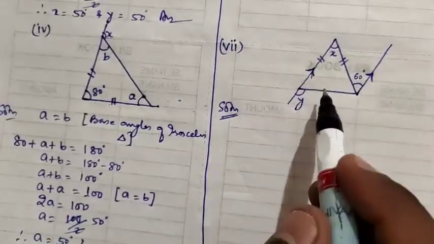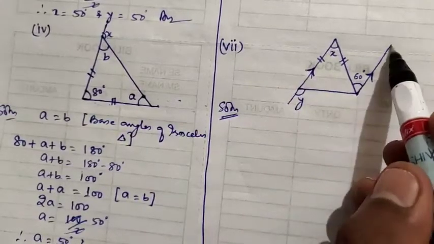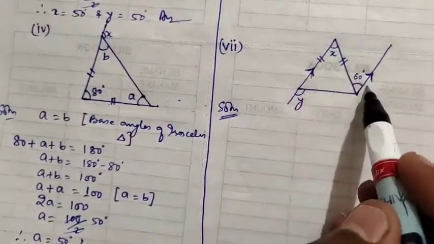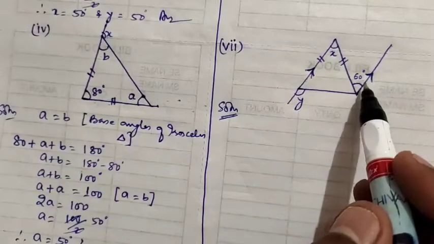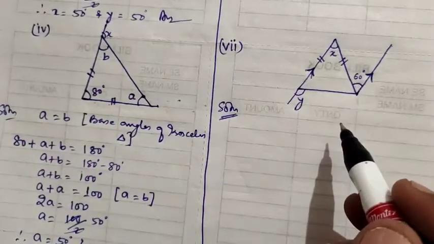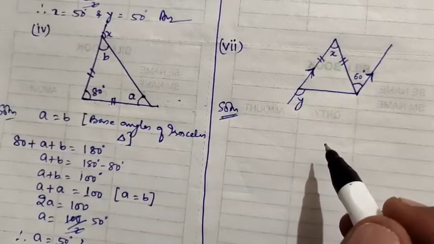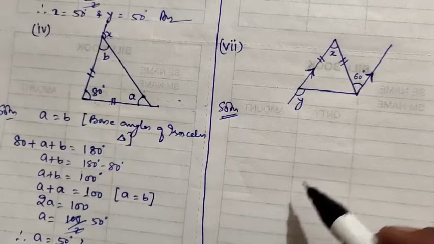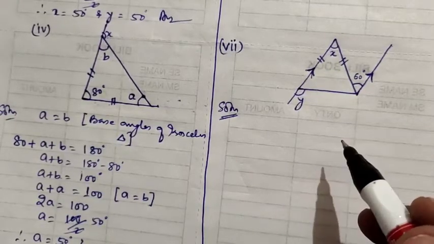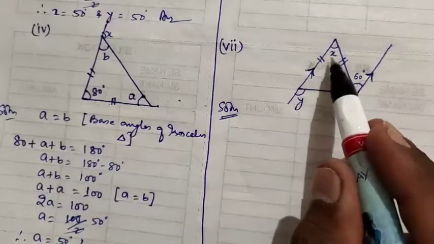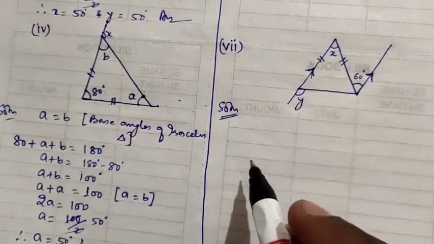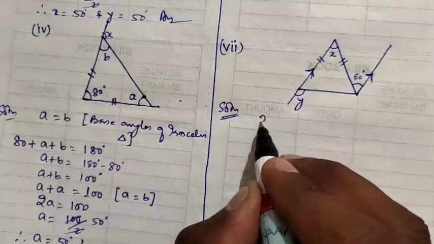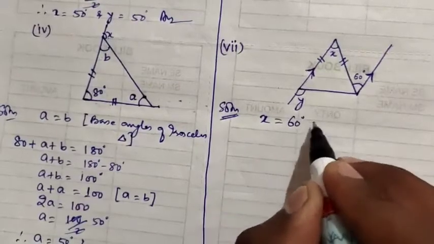This arrow mark is the symbol of parallel. It means this and these two lines are parallel to each other. If a parallel case is being given in the question, it means there will be a case of alternate angles or corresponding angles. These two cases can be there. Now here in this figure we have to find the value of x and y. x will be equal to 60 degrees.